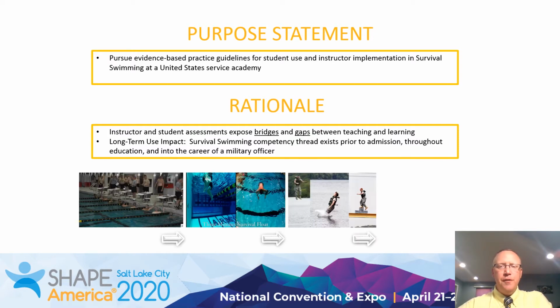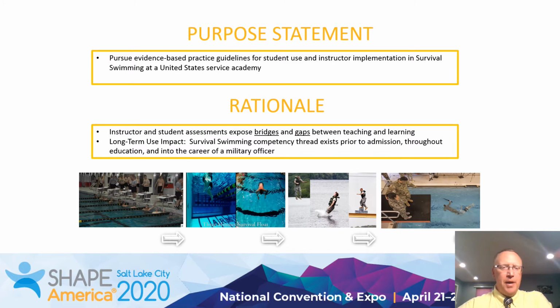So this just shows the flow of the different aspects of some of the experiences that they have within the survival swimming program. Starting on the left is their swim test. Everyone is tested for a 150-yard swim when they get here to try to categorize them into different swimming levels of the course. We have instructional techniques as simple as treading and survival float.